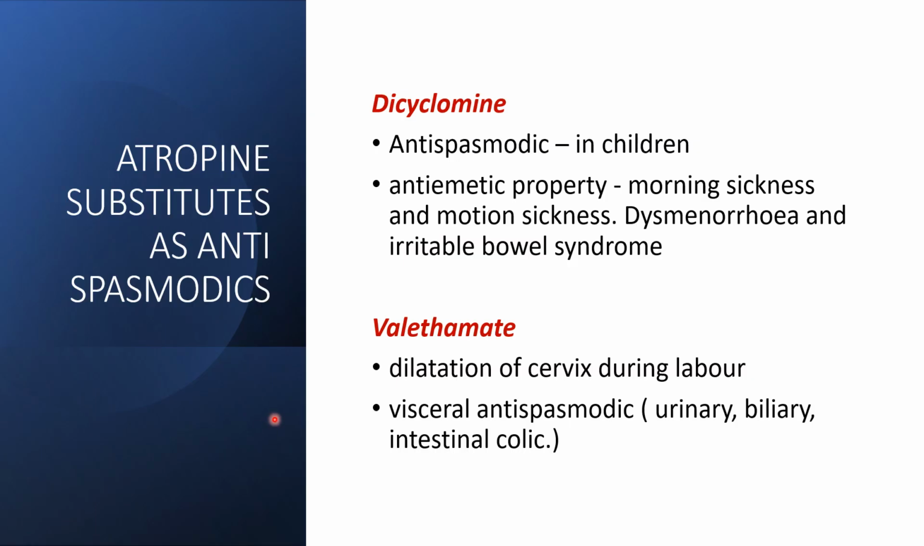Now we shall see some of the drugs which are used as antispasmodics. Dicyclomine causes smooth muscle relaxation in the gastrointestinal tract, and hence it is used as an antispasmodic, especially in children. It also has an antiemetic property, so it is used in morning sickness and motion sickness, dysmenorrhea, and irritable bowel syndrome. Valethamate is an atropine substitute which is mainly used for dilatation of the cervix during labor when there is delay in the cervical dilatation. It is also used as a visceral antispasmodic, especially in urinary, biliary, and intestinal colic.